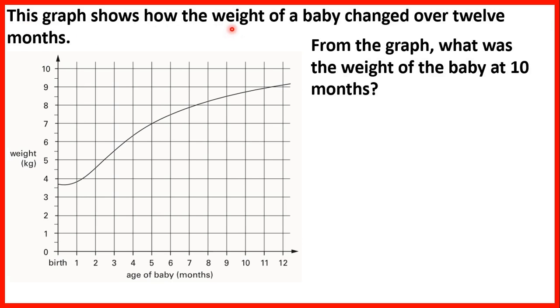This graph shows how the weight of a baby changed over 12 months. From the graph, what was the weight of the baby at 10 months? So we can find 10 months, draw a line up, and then draw a line across from where it hits the line on the line graph.